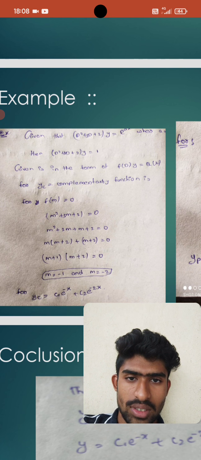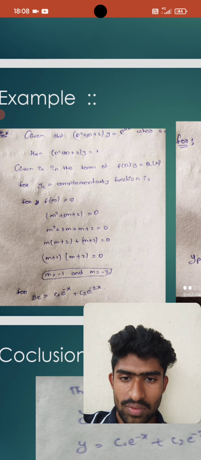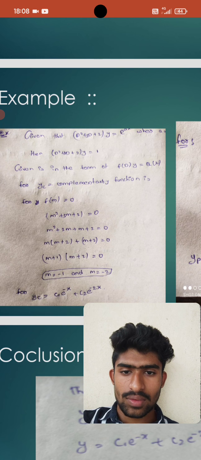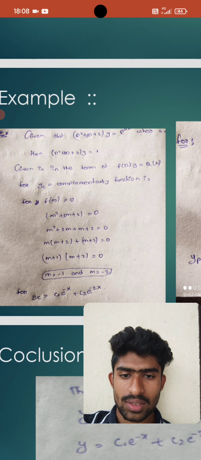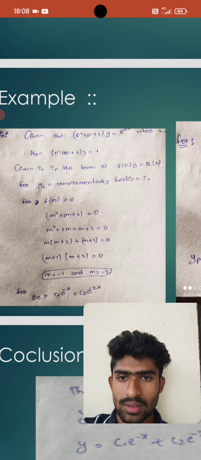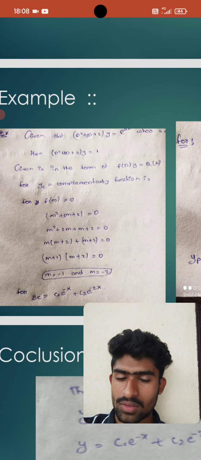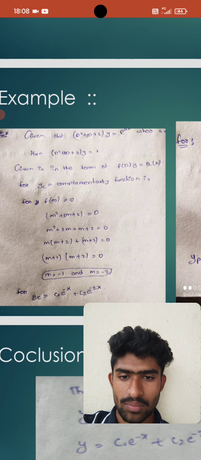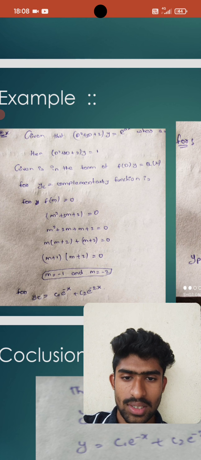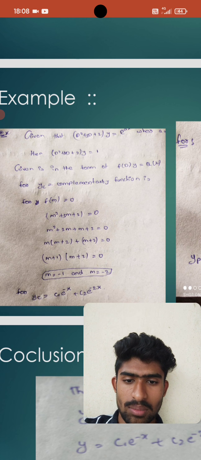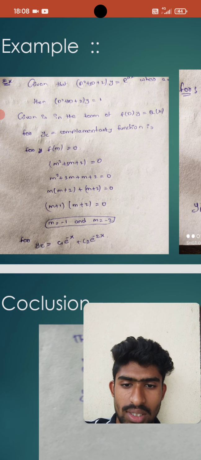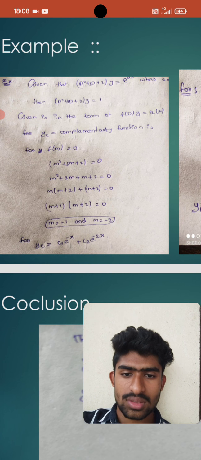First we find the roots for f of D, where f of D equals f of m. Let m square plus 3m plus 2 equals 0, and the roots are minus 1 and minus 2. The roots are real, so the solution is yc equals c1 e power minus x plus c2 e power minus 2x.